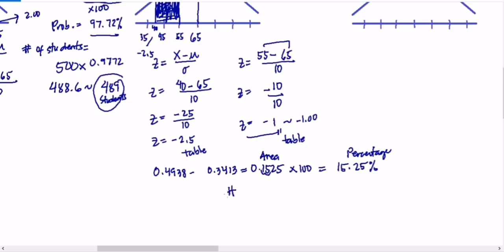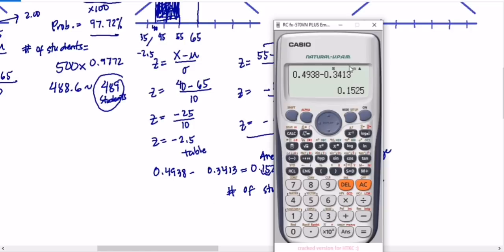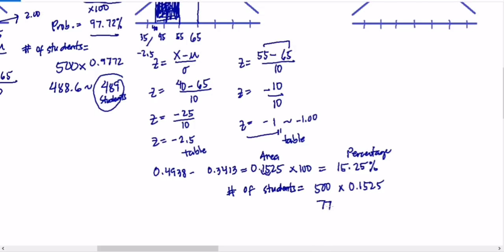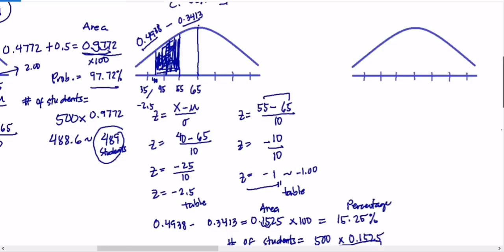Now, ano yung number of students? Ilan yung nakakuha ng between 40 and 55? So, number of students. So, ilan ba lahat? 500 times yung area natin, 0.1525. So, multiply lang natin para makuha natin yung sagot. So, 0.1525 times 500 lang natin. Pag may decimal point, plus 1 ka agad. So, may decimal value tayo, di ba? 76. So, magiging 77 students. Plus 1 ka agad, kahit ano pang decimal value yun. So, 77 students.